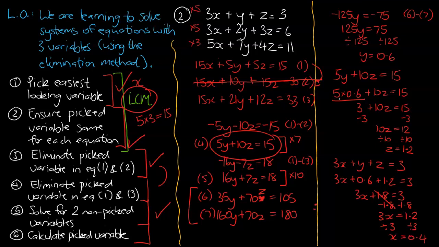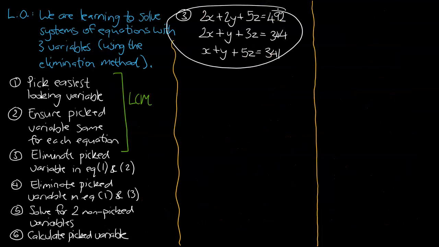So to wrap this question up, therefore, x was equal to 0.4, y was equal to 0.6, and finally z was equal to 1.2. We are now on to question number 3.